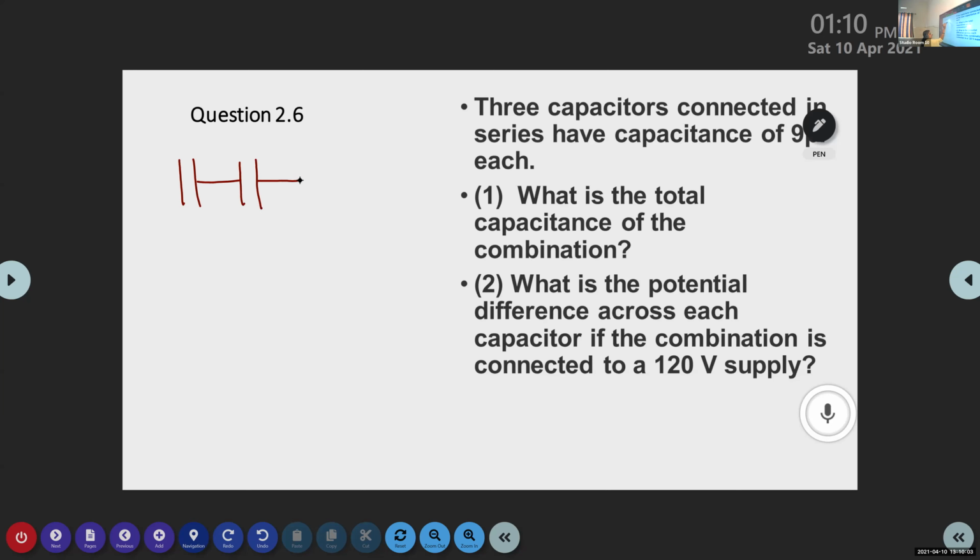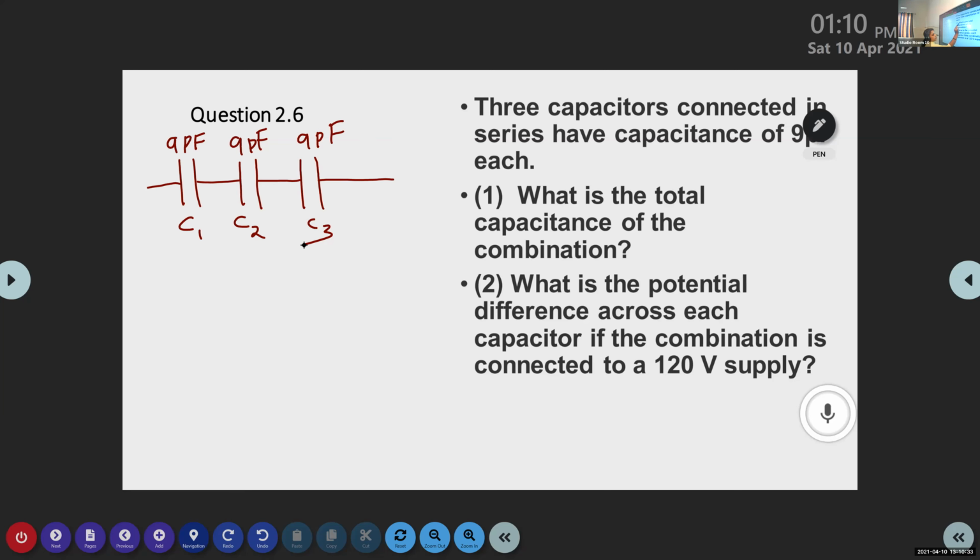They are connected in a series combination. What is the value of capacitance? 9 picofarad. Each of the capacitors possesses a capacitance of 9 picofarad. So this is C1, C2, C3. Three capacitors are there connected in series combination. Each of the capacitors possesses a capacitance of 9 picofarad.